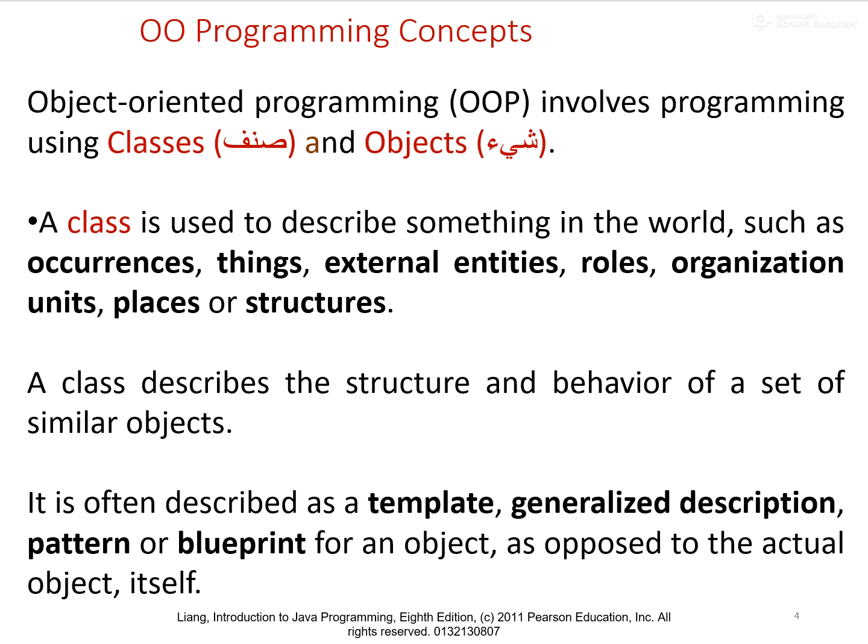A class is basically used in object-oriented programming languages like Java to describe things such as an event, physical things, other kinds of things, concepts, roles, organizations, units, places, and structures. It can really represent a lot of things.